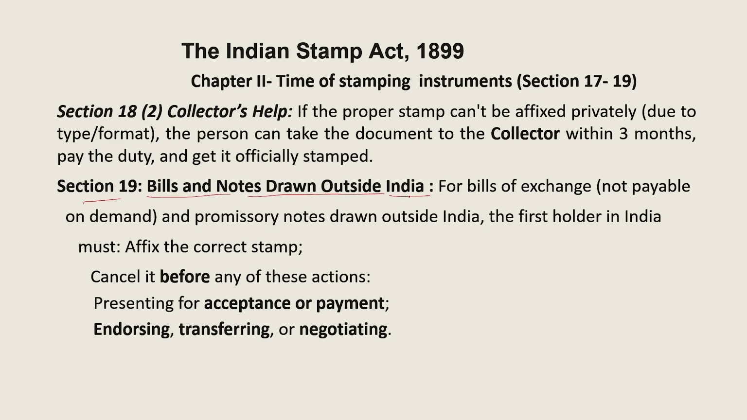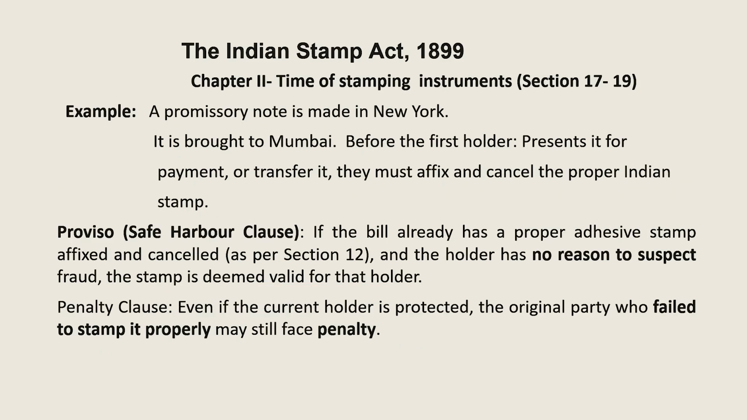Now for a bill of exchange, not payable on demand of course, and promissory notes which are drawn outside India, the first holder in India must affix the correct stamp and cancel it before any of these actions: presenting for acceptance or payment, endorsing, transferring or negotiating, right? So take one example. A promissory note is made in New York. It is brought to Mumbai. Before the first holder presents it for payment or transfers it, they must affix and cancel the proper Indian stamp for the same. So this is about Section 19.